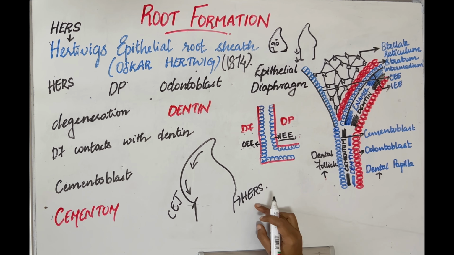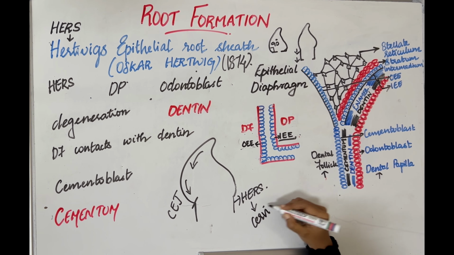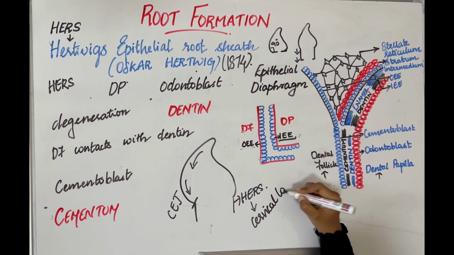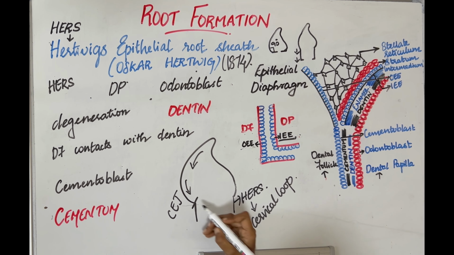This is thought to originate from the cervical loop. We saw the cervical loop in the previous videos of the bell stage. It is the point where the enamel organ bends inward, and it has only two cells: inner enamel epithelial cells and outer enamel epithelial cells.